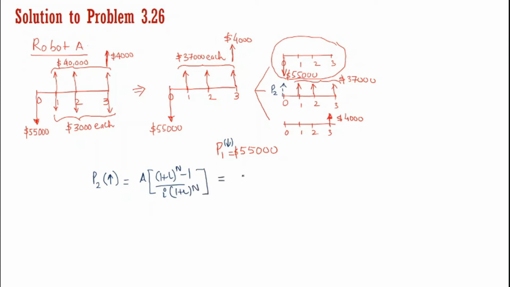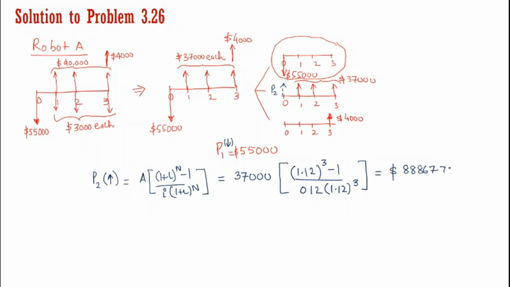If I fill up the numerical values, A is 37,000. 1 plus i is given as 1.12, so it will be (1.12 to the power 3 minus 1) over (0.12 times 1.12 to the power 3). If I compute this, this comes out to be $88,867.756. So this is the second transaction.